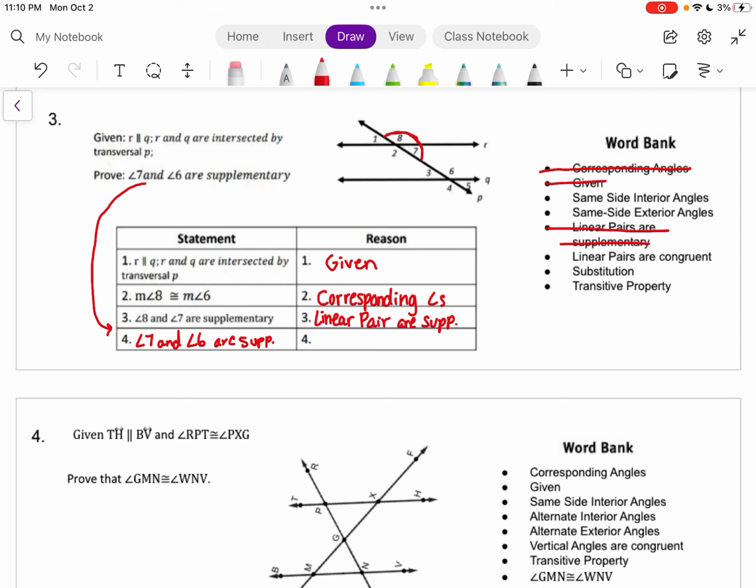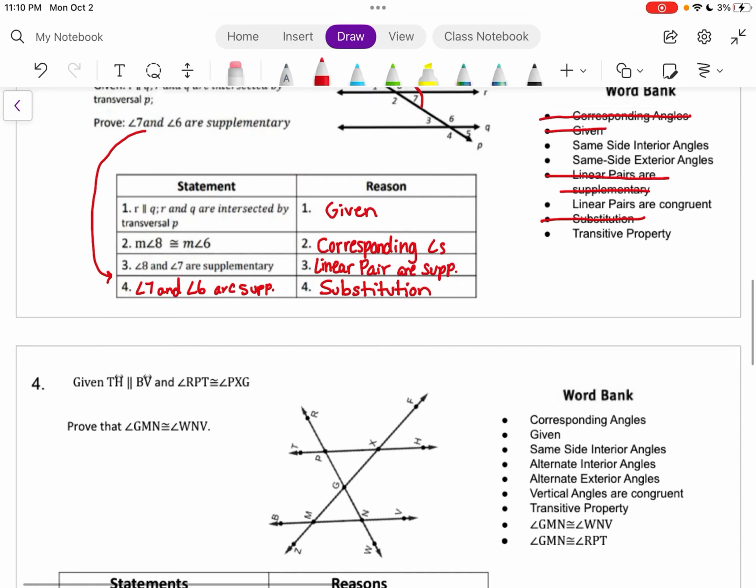Last but not least, we're going to fill in reason number 4. If I look at statement 3 and 4, they look very similar. The only difference is that angle 8 has been replaced with angle 6. This is an example of the substitution property. And that is how we fill in number 3. Let's move on to number 4.